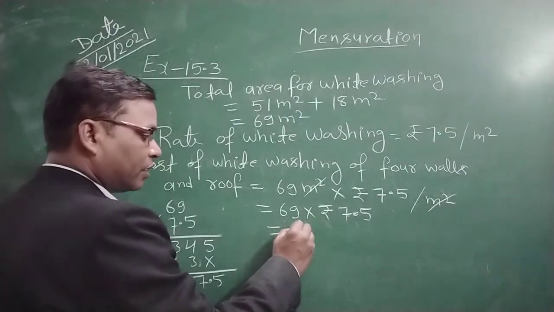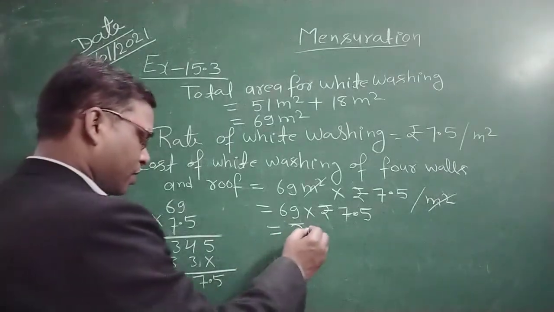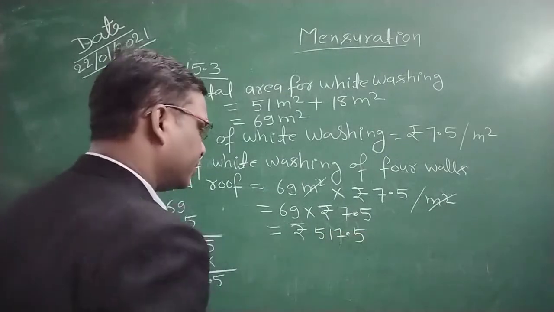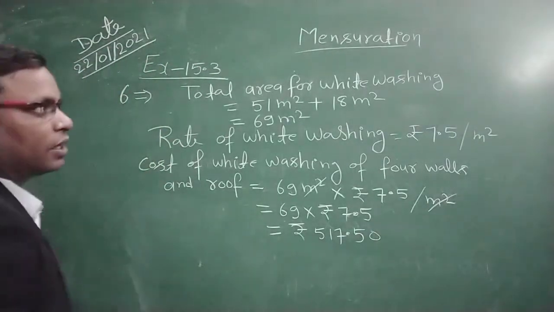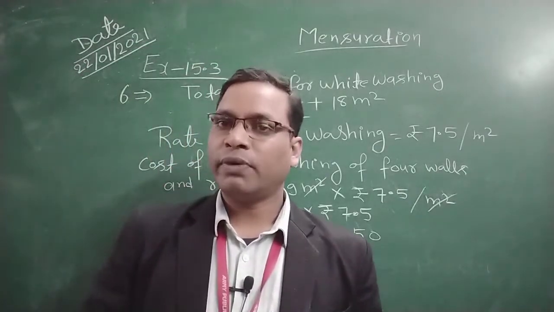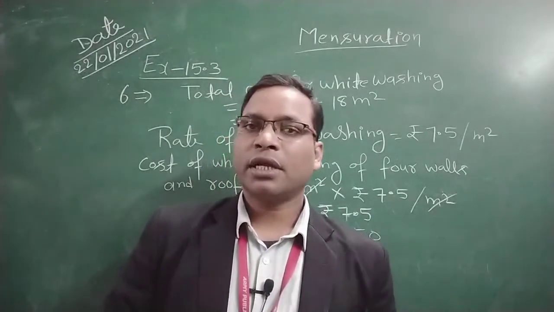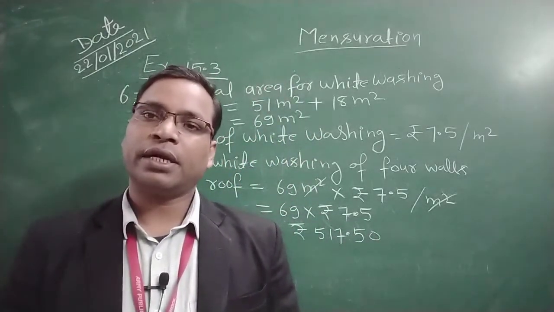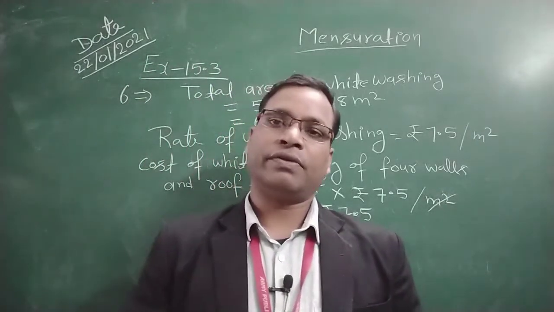So you can see the total cost of whitewashing is equal to rupees 517.50. This is clear. Okay. So student, in this question, it is given that we have to find the cost of whitewashing of a room, its four walls and a roof. The dimensions of the room are given. Length is 4.5 meter, breadth is 4 meter, and the height is 3 meters. This is clear.